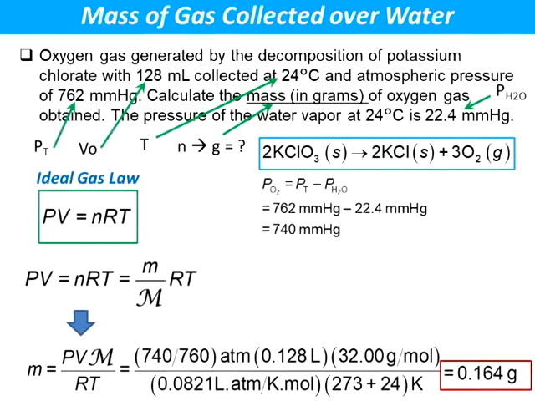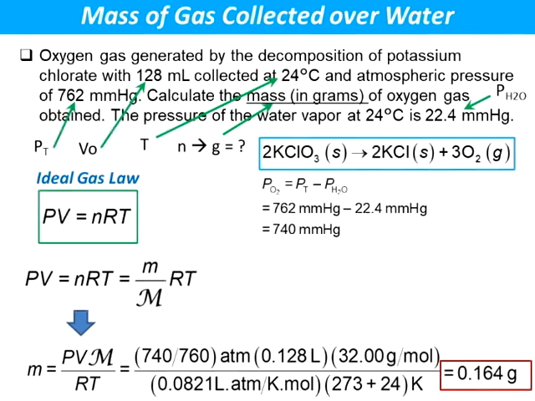And we also note that since it's collected over water, we must correct for the vapor pressure of water. Therefore, P oxygen equals P total minus P water. And therefore, we have 760 millimeters of mercury minus 22.4 millimeters of mercury. We calculate that through and we obtain 740 millimeters of mercury as our corrected pressure.